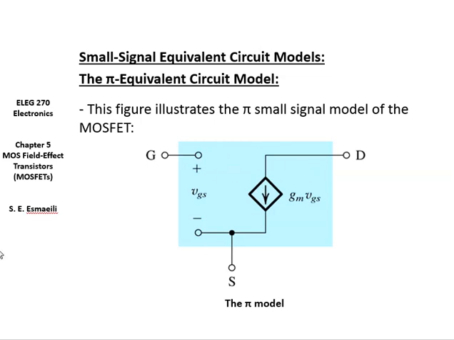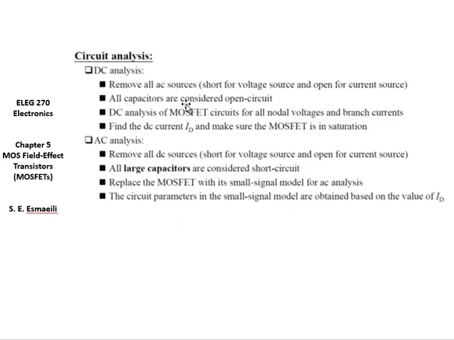And if I want to summarize the steps, in order to do the AC analysis, first you do the DC analysis. How to do the DC analysis? You will remove all the AC sources, right? You just keep the DC. And when you just keep the DC, of course, all the capacitors are going to be considered open circuit. And then you will do the DC analysis. Then you will find ID, and you will make sure that your MOSFET is in the saturation mode.